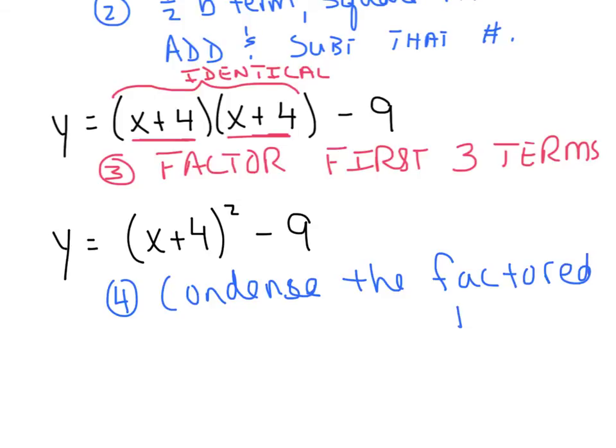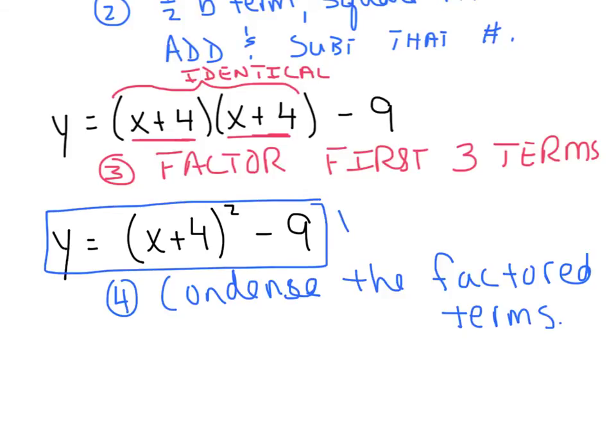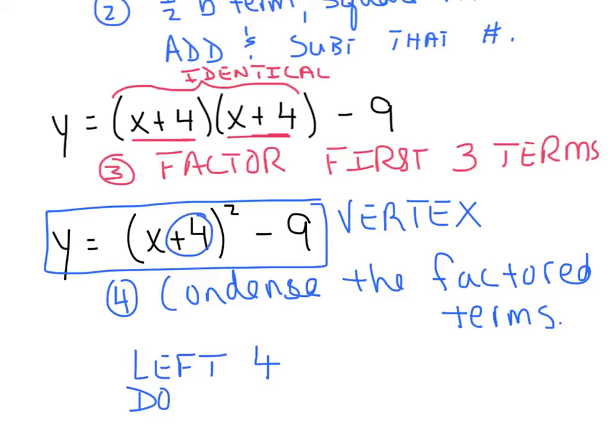And ladies and gentlemen, you have successfully converted a parabola from standard form into vertex form. Just by looking at this, it's in vertex form, so we now instantly know that the parabola went left 4 units because of the plus 4 right there, and then it went down 9 units because of this 9. So the new vertex is at negative 4 comma negative 9.